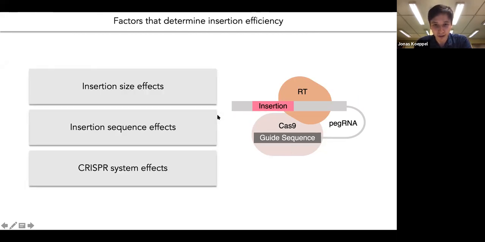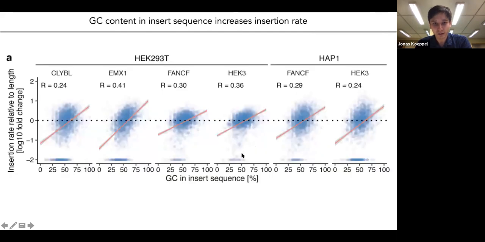With that, we can move on to the composition of the insert sequence and how that affects prime editing efficiency. First of all, I would like to show you the effect of GC content. What you see here, again, is that every dot is a pegRNA, an insertion. If it inserts better than other sequences of similar length, then it's positive. And if it inserts worse than other sequences of a similar length, it's negative.